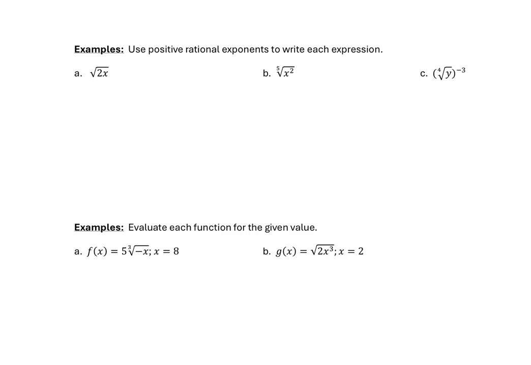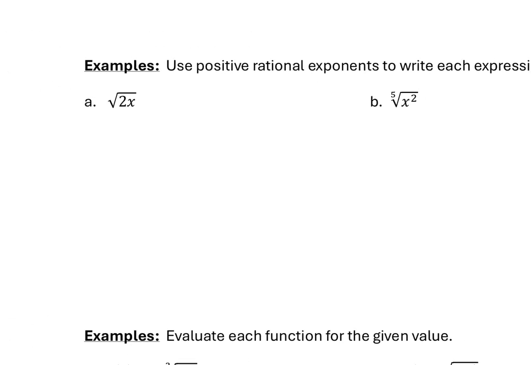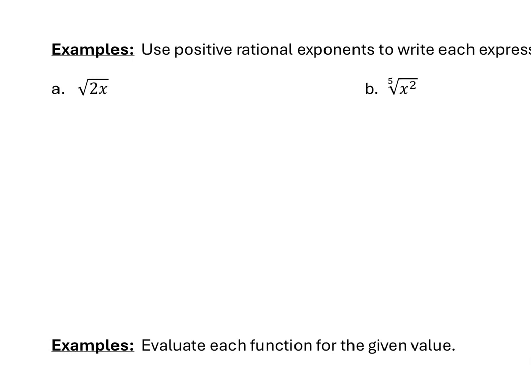All right, so most of the time when we are evaluating, we do like to convert to radical notation. And it's just a matter of getting familiar with these things. But we can also go the other direction. And so what we want to do is use rational exponents to write each one of these expressions. So for the first one, we have the square root of 2x.